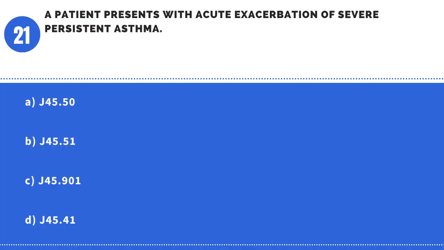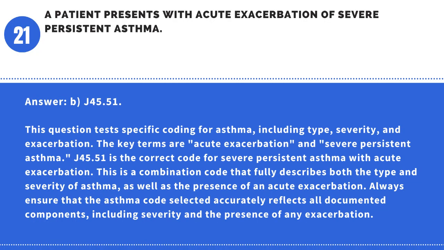Question 21. A patient presents with acute exacerbation of severe persistent asthma. A. J45.50. B. J45.51. C. J45.901. D. J45.41. Answer B. J45.51. This question tests specific coding for asthma, including type, severity, and exacerbation. The key terms are acute exacerbation and severe persistent asthma. J45.51 is the correct code for severe persistent asthma with acute exacerbation.